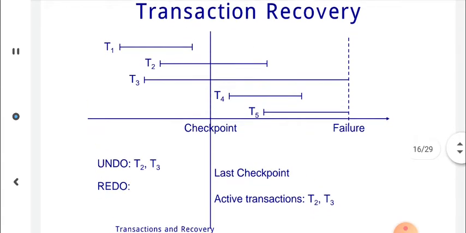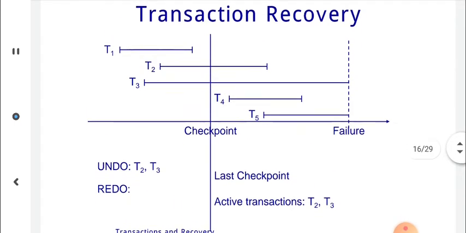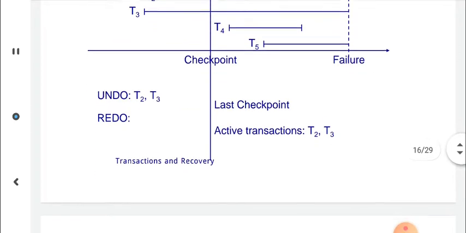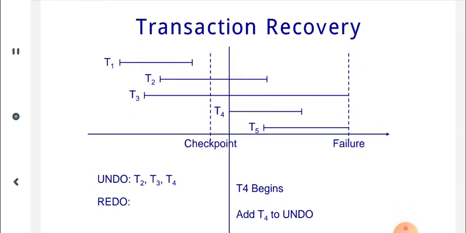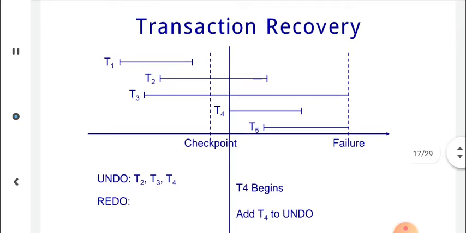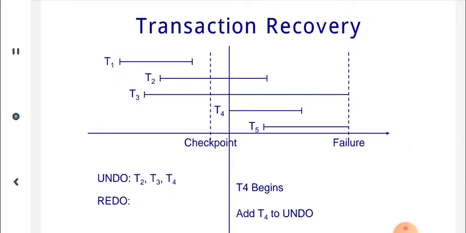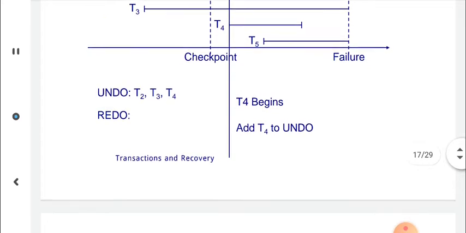So at the last checkpoint, with active transactions T2 and T3, you really have to redo again because other transactions may have some dependency on the data. So transaction recovery happens like this: this particular time we undo T2, T3 and T4. You can see T2, T3 and T4 were affected by the failure, but in between the checkpoint and failure, whichever transactions did not complete, T4 begins, you see, and we add T4 to undo because T4 needs to start again. So it's very clear.